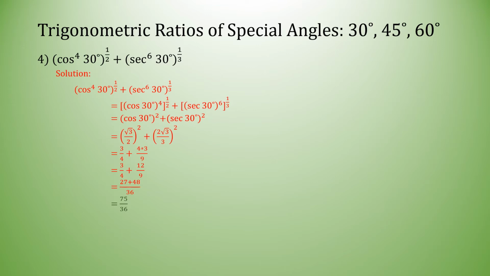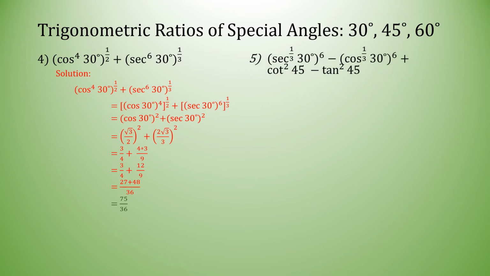So the value of cosine to the power of 4, 30 degrees raised to the power of 1 half plus secant to the power of 6, 30 degrees raised to the power of 1/3 is equal to 75 over 36. So we have our last example.